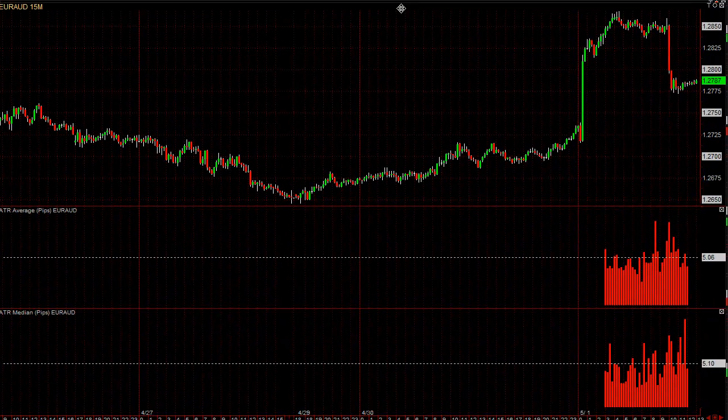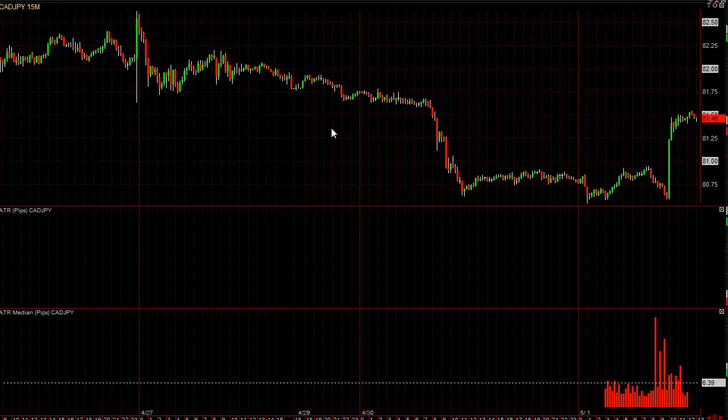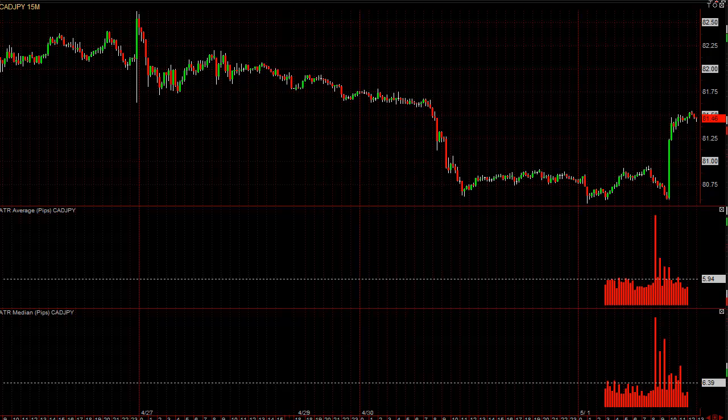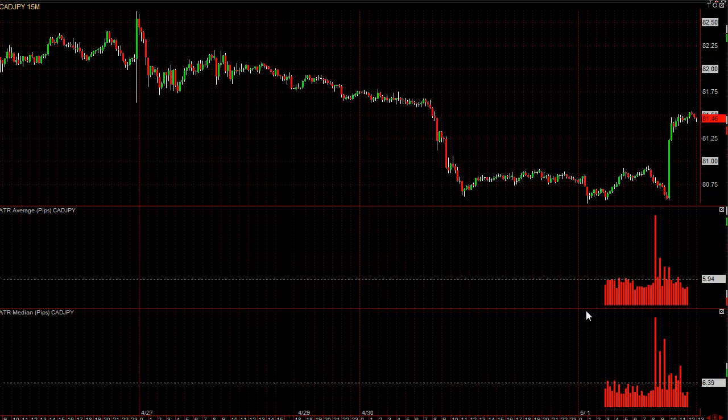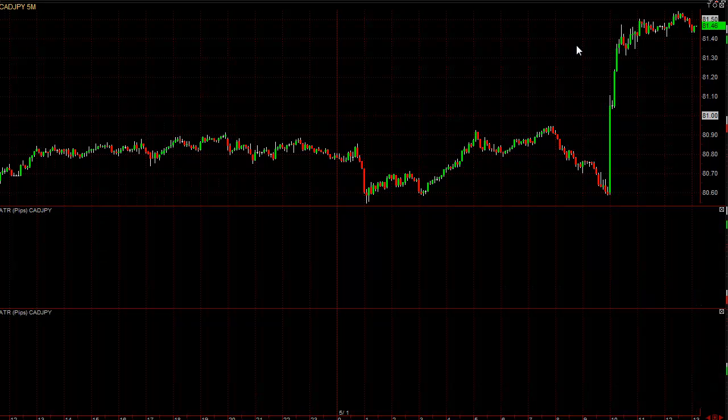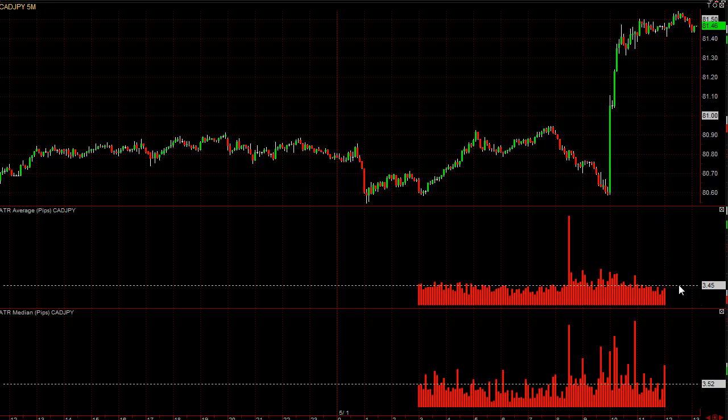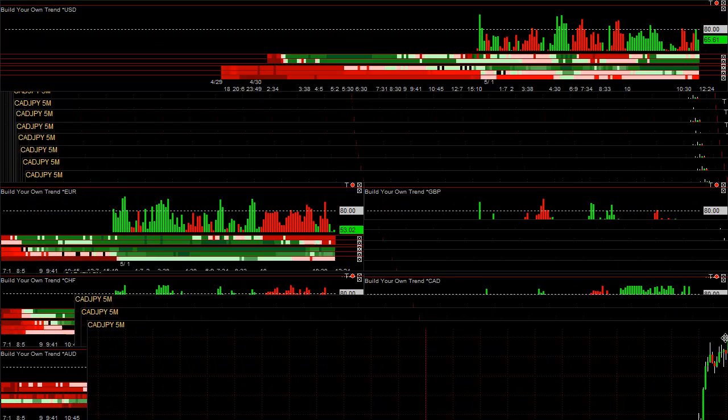Let's bring this back up here and find out what a decent CAD yen range chart is. This is our ATR function, which you can go to add script, find the ATR, add it like this, click median and add it again. Sometimes the average and the median values are different, but on the CAD yen, 6 pips per bar is equivalent to a 15-minute chart. A 5-minute chart, because the volatility has dried up lately, is closer to 4 pips per bar.